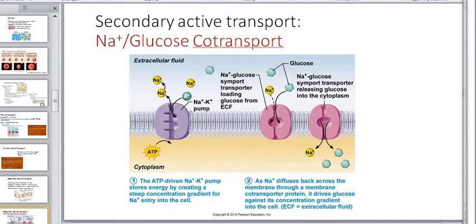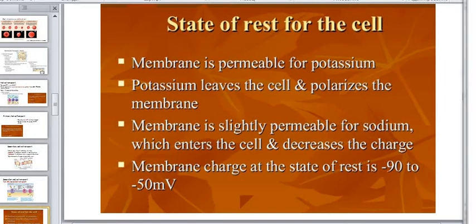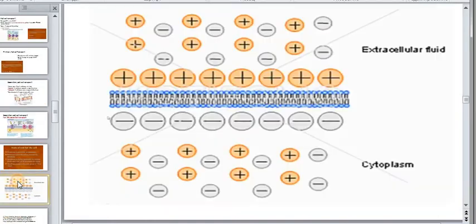One more example: all molecules have their own charge. There is a question: how do ions and their movement affect the charge of the cell membrane? As you see, the sodium ion has a charge and the potassium ion has a charge, and what we can find is the state of rest for the cell membrane. In a state of rest, in the normal state, the membrane is permeable to potassium ions. Potassium leaves the cell and creates a positive charge on the surface of the membrane. How we can see the plus on the outer side, and the charge on the inner surface of the membrane.